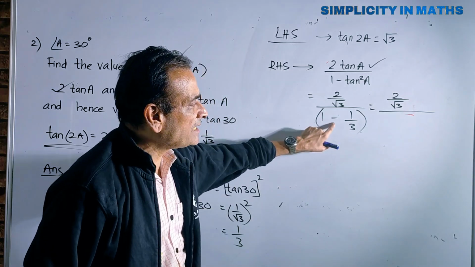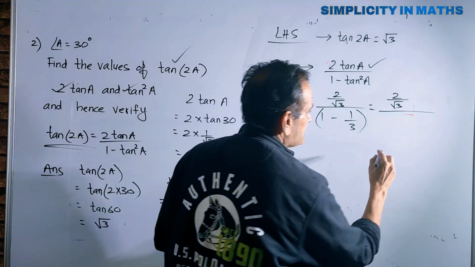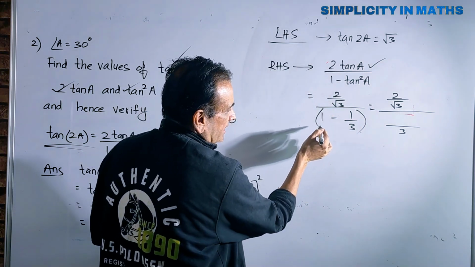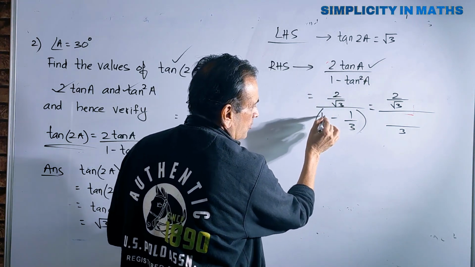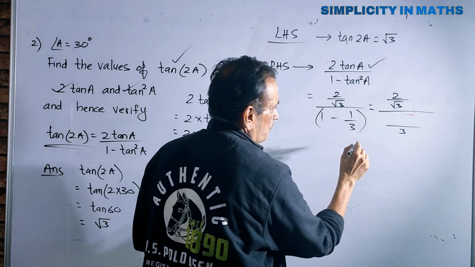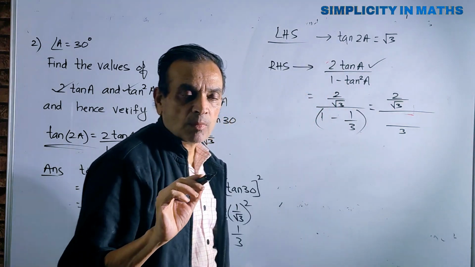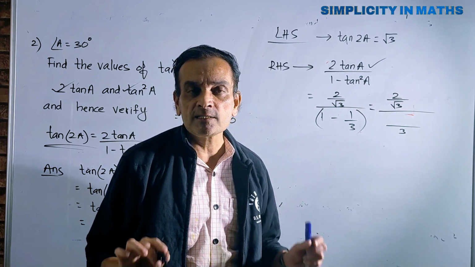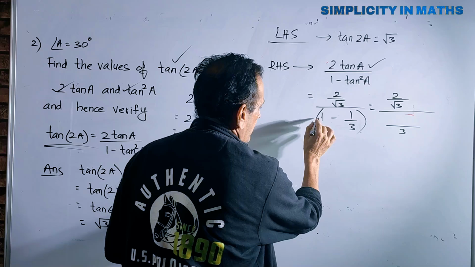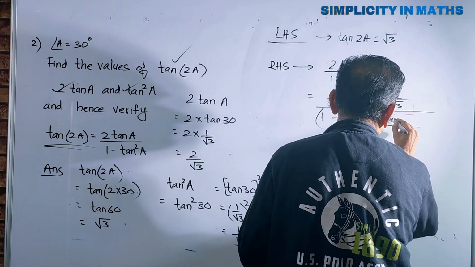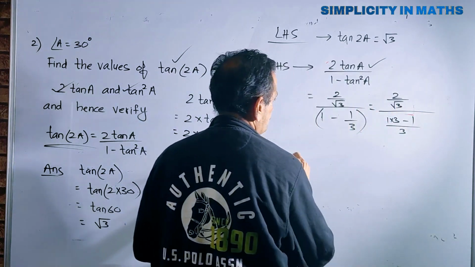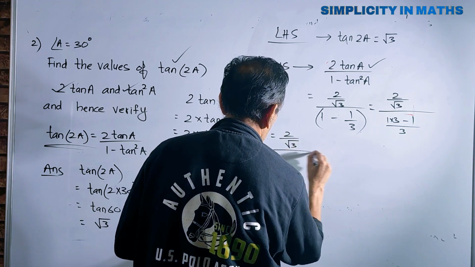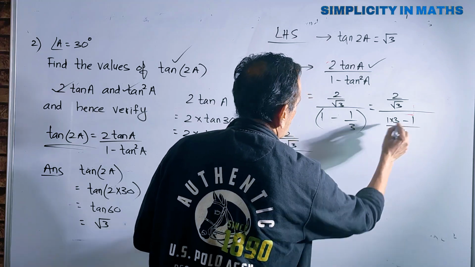How do you simplify 1 minus 1 by 3? 3 is the LCM. You don't have anything else below this. So naturally 1 into 3. Don't write 1 minus 1. Last month I had taken a video on how to find the LCM. Please go through that. That is the basic thing. 1 into 3 minus 1. 3 minus 1 is 2. So 2 by 3.